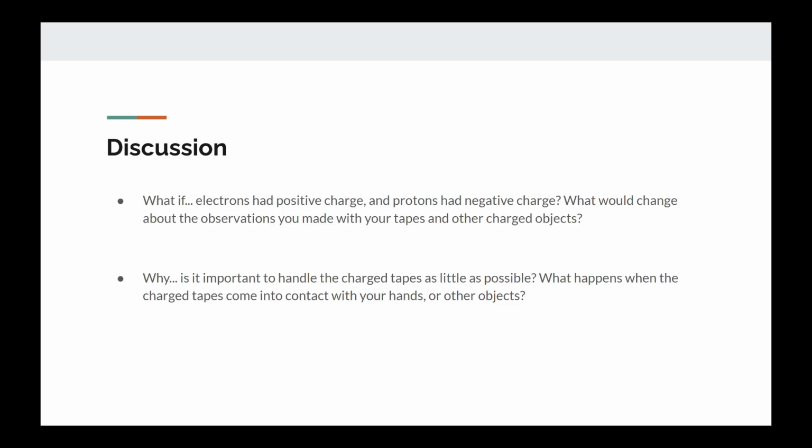It is important to handle the charged tapes as little as possible, because contact with the charged tapes can lead to grounding, which would take some of the charge off of these tapes and lead to incorrect results.